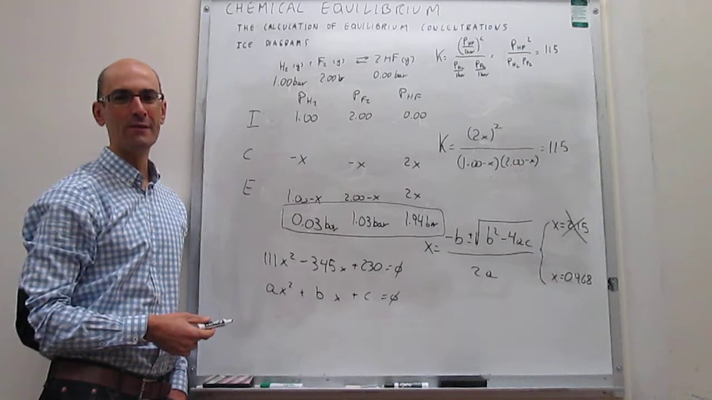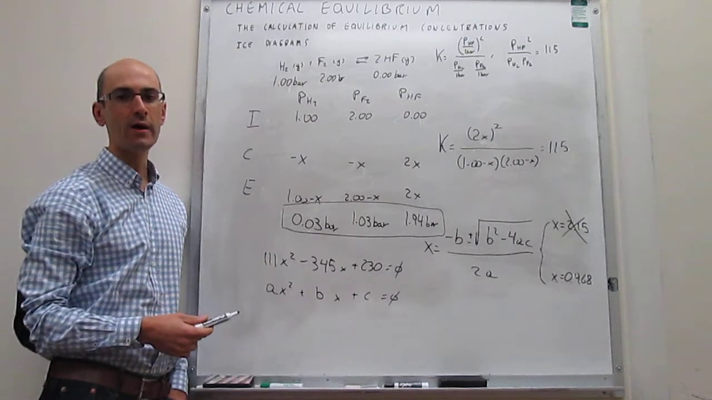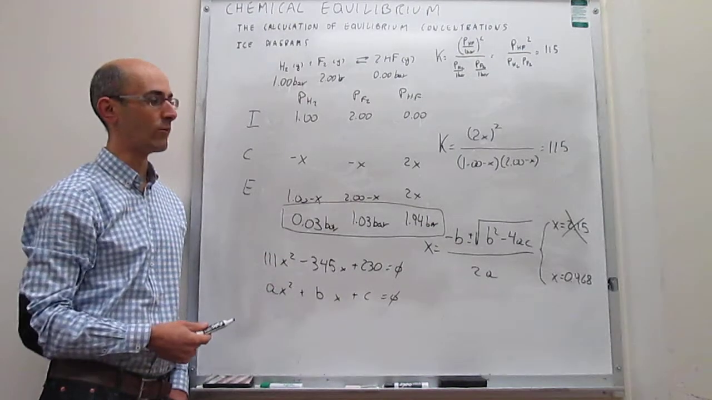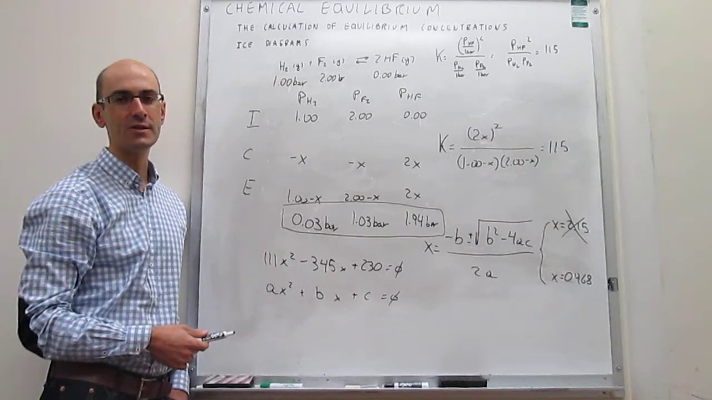So in this video we have seen a second example of how to calculate concentrations at equilibrium. The particularity of the video was to employ the quadratic formula to solve the quadratic equation that emerges when you try to solve for those concentrations at equilibrium.